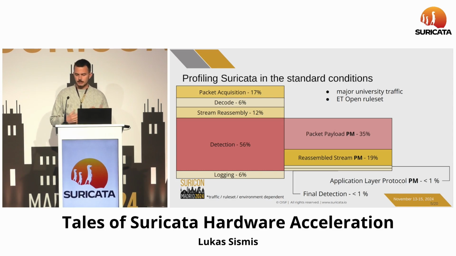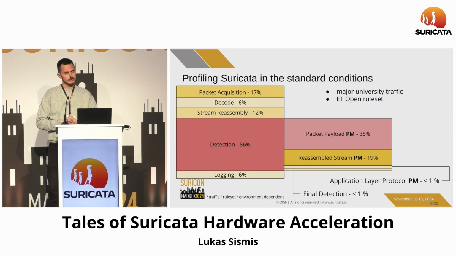So that kind of gave us an idea. If you want to optimize something, the most impactful thing to optimize is, of course, the detection engine. And from the detection, at least for our trace and our setup, the packet payload prefilters turned out to be the most expensive part of the detection, because it inspects basically every packet that goes into Suricata.